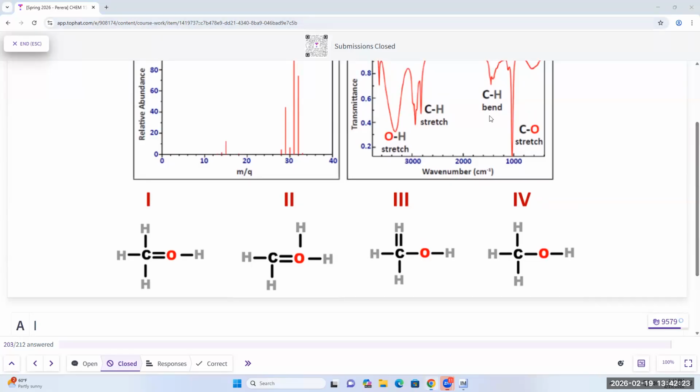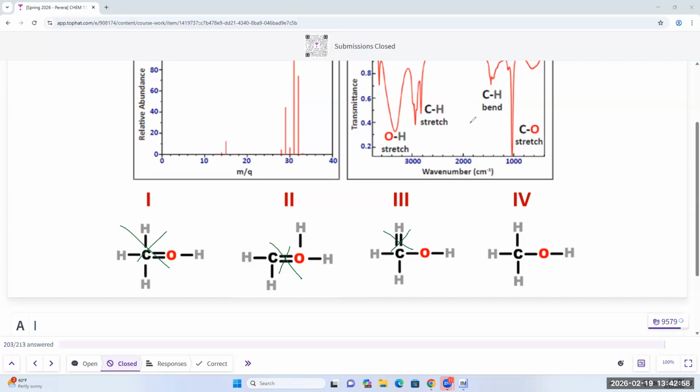Anyway, in the IR spectrum, we see that we have CH bonds, OH bonds, and CO bonds. So in molecule 1, we have CH, we have OH, and then we have a C double bond O, not CO. There's no CO bonds here. Therefore, 1 is out. And option 2 is out for the same reason. We see that we have C double bond O, which we do not have in the IR spectrum. If it is not in the IR spectrum, it does not have any business being in the molecule, and vice versa.